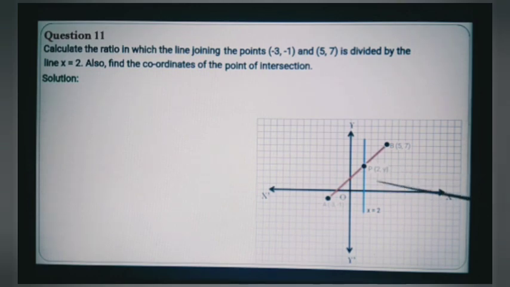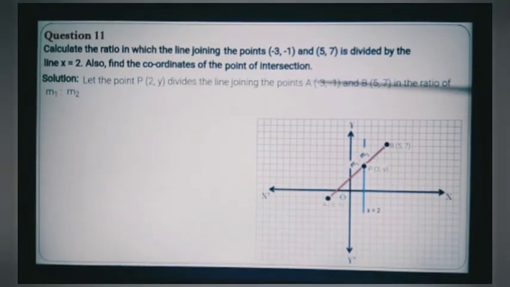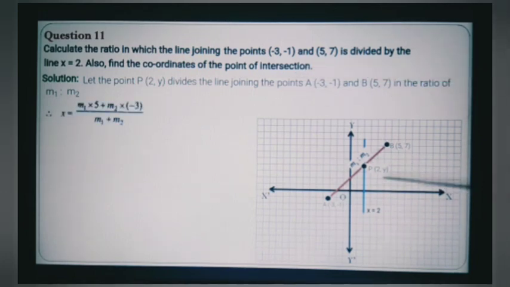Is that clear? Okay, now let me assume the ratio in which this P is dividing to be m1 is to m2. Fine. Okay, so whatever I said is written here. Now again, let me apply the formula. See, this is m1, this is m2, so that's why this has to be x1, y1 and this has to be x2, y2. Fine.